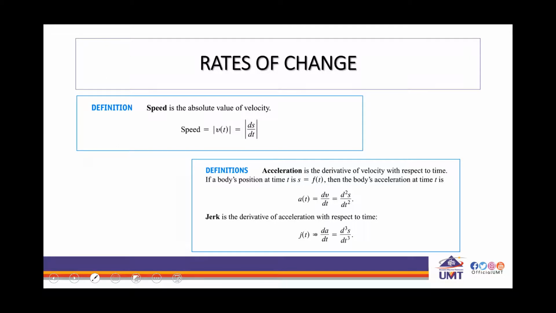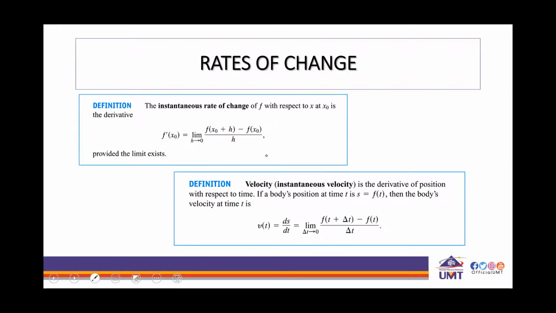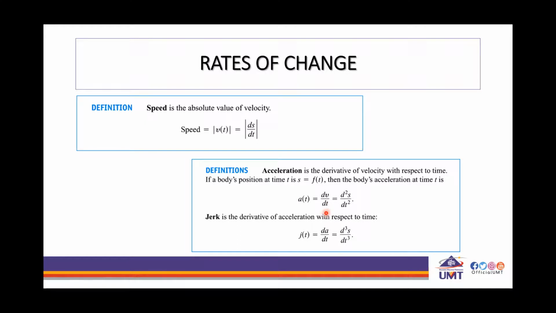The definition of acceleration is the derivative of velocity with respect to time. If a body's position at time t is s equals f of t, then the body's acceleration at time t is a of t equals dv over dt. A is acceleration, v is velocity. The velocity is the derivative of position with respect to time, where s equals f of t, so v equals ds over dt. So a equals dv over dt, hence equals d squared s over dt squared.